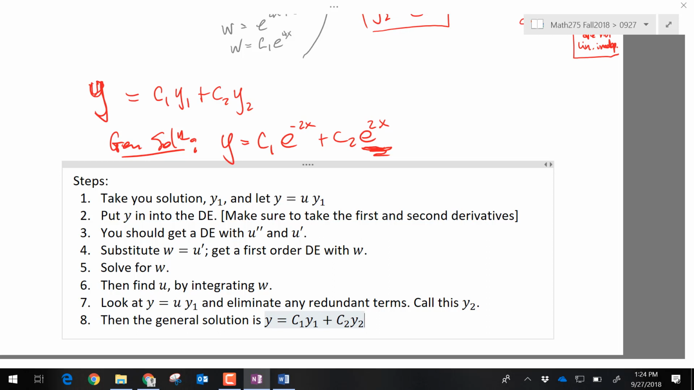And then after that, you can get together with your partners again, and you can explain to your partner how to solve your differential equation.